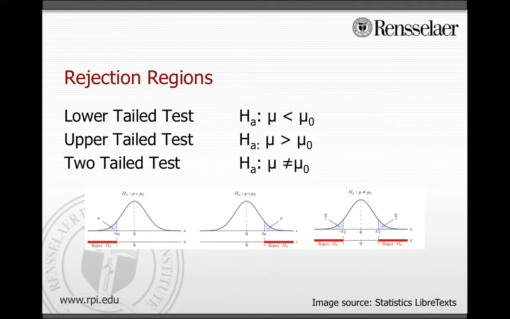So your alternate hypothesis determines your rejection region, along with your test statistic z or t sub alpha, or z or t sub alpha divided by 2. So if your calculated test statistic falls within one of these shaded areas, you're going to reject the null hypothesis.